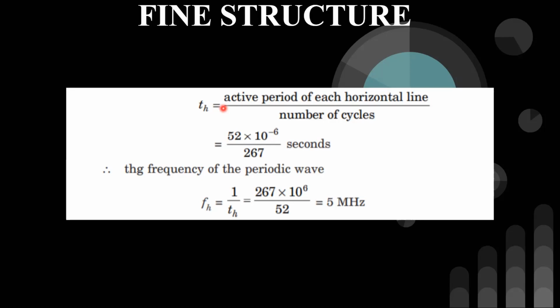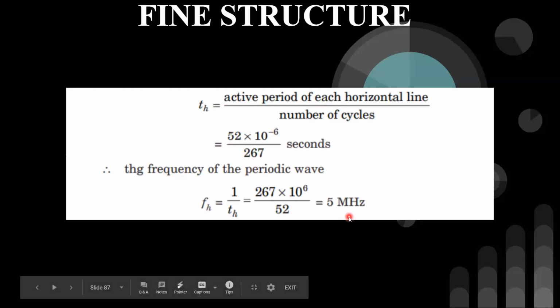So from this answer, how do we calculate the frequency of this periodic wave? Simply the reciprocal of the time period. So FH equals 1 divided by TH, that equals 267 into 10 power 6 divided by 52. So the frequency you obtained here is 5 megahertz.